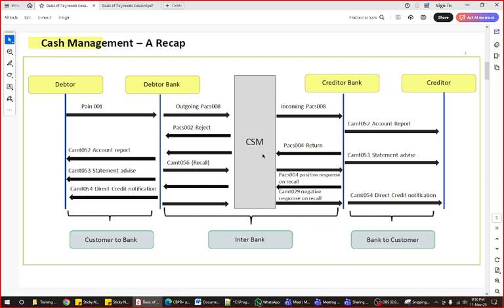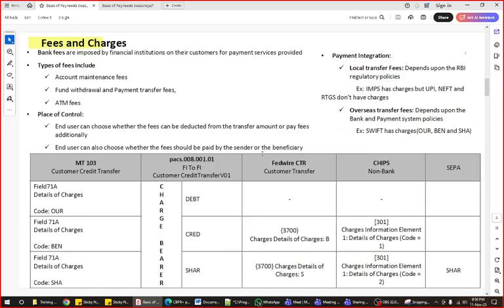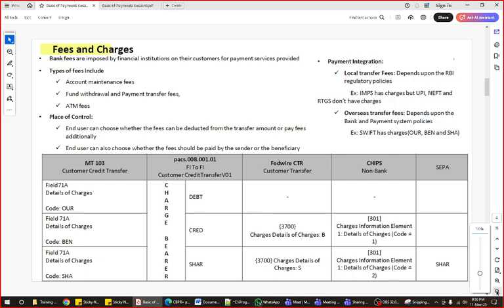Okay, now we have a total of 15 slides to cover. We have done only 3 now. I will take one more slide today. There is a concept called fees and charges. We'll take that as well today.